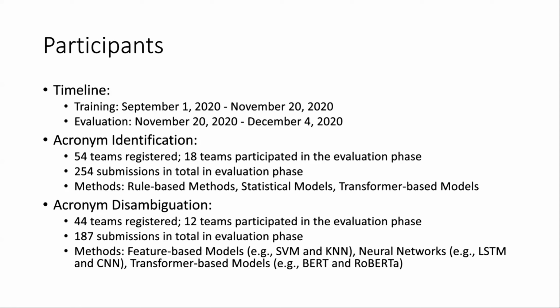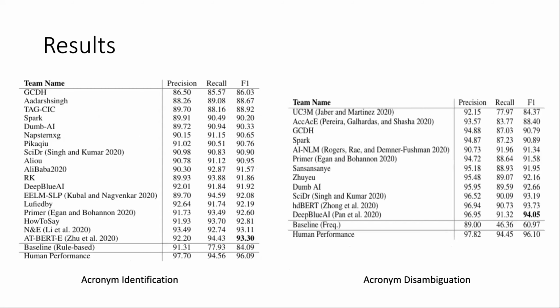Also, for the acronym disambiguation, 44 teams registered and 12 of them participated in the evaluation phase. They made 187 submissions in total in the evaluation phase, and again, feature-based models and also neural networks have been used. But the majority of the works are still using transformer-based language models such as BERT and RoBERTa. And here are the results for these two shared tasks.